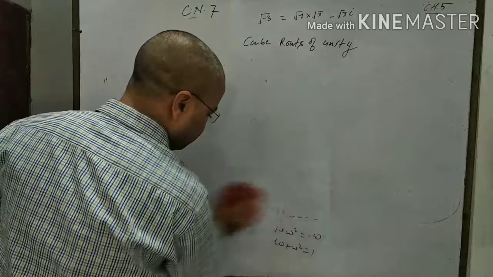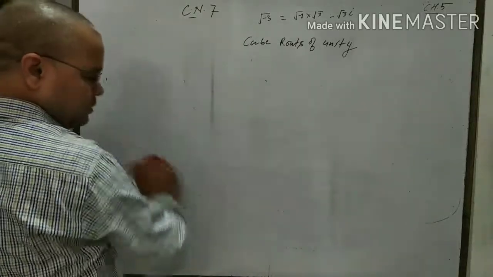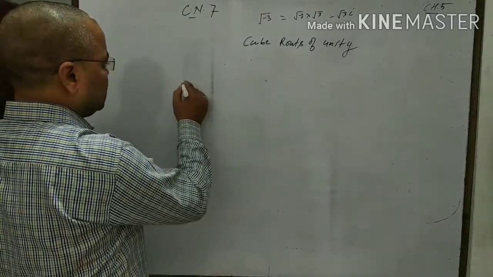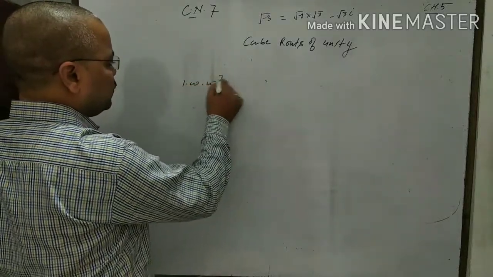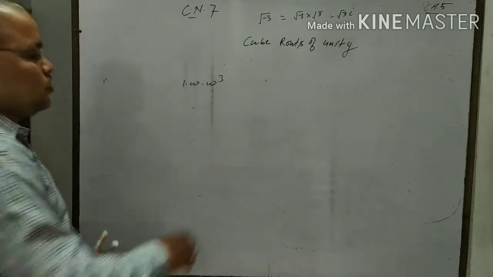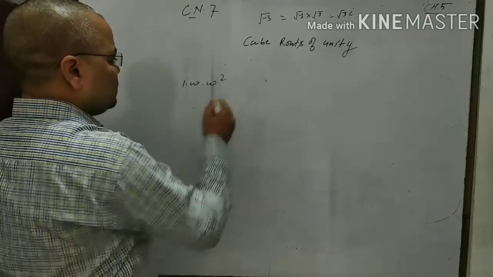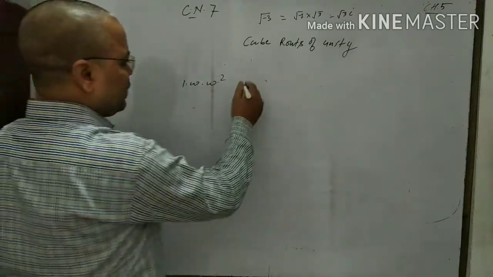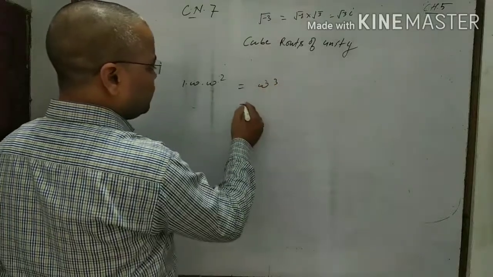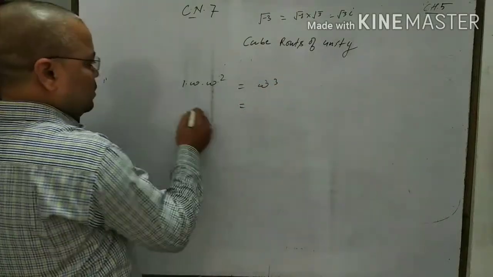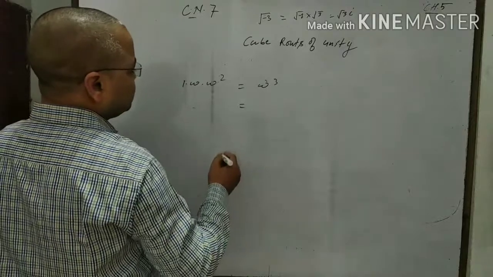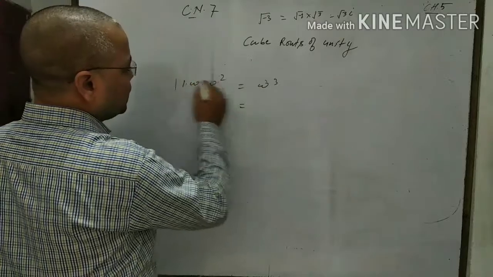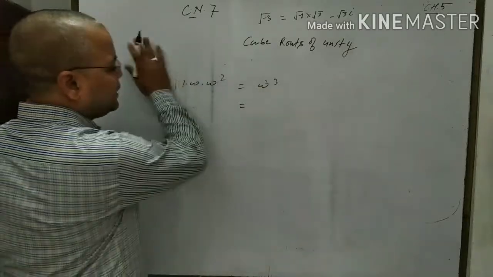Now the fourth property of this omega is what? Let us see. There are three roots: 1, omega, and omega square. Let us multiply omega into omega square. We can find here omega cube. If we multiply, then what happens? This is omega cube.